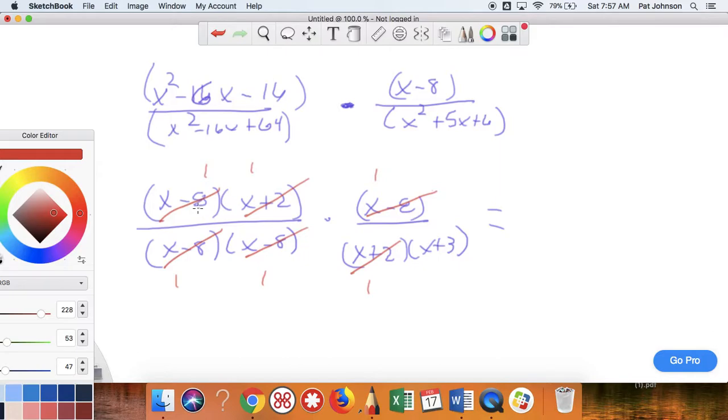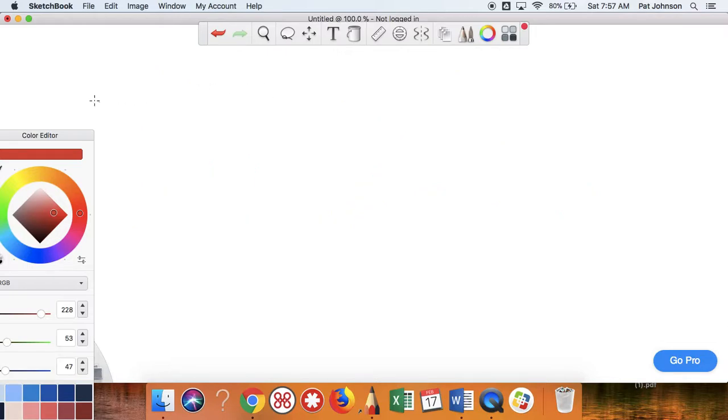So it's really important. We're really dividing both the numerator and denominator by a greatest common factor. So when I divide both these by x minus 8, I get 1 for each one. So what are we left with on top? All 1s. So 1 times itself a million times is going to be 1. And then x plus 3. That is our answer. Multiplication is pretty easy.